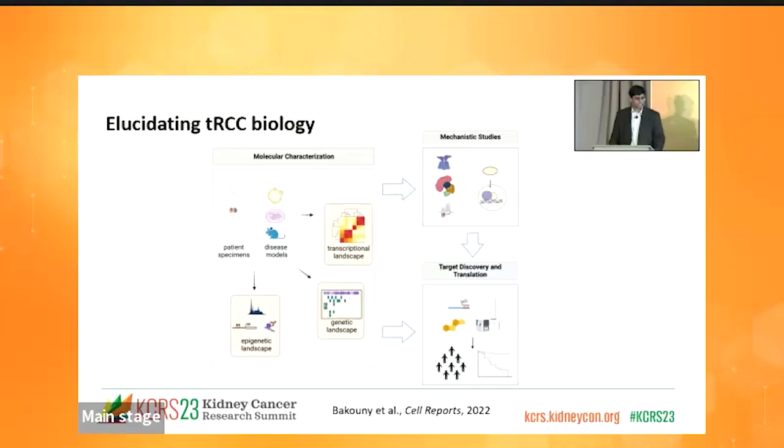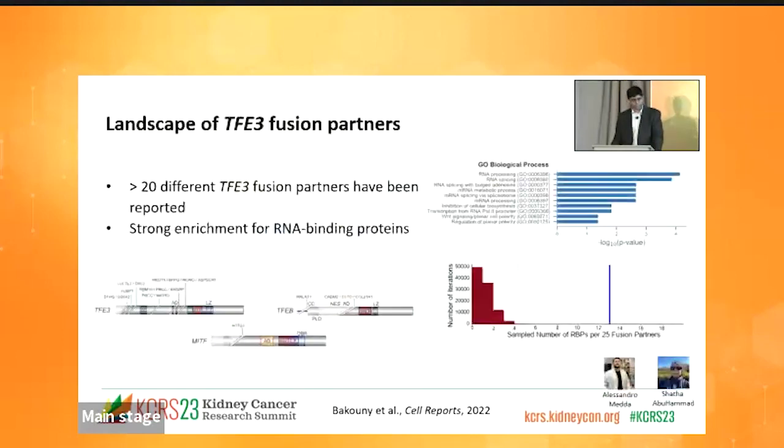So for the sake of today, I'll focus on just a high-level overview of one project, which falls into the second bucket around the TFE3 fusion that's funded by the KCRP. So the TFE fusion is the universal genetic alteration that's found in all TRCCs, but there's actually quite some diversity in the fusion itself, both in terms of the fusion partners as well as in the breakpoints.